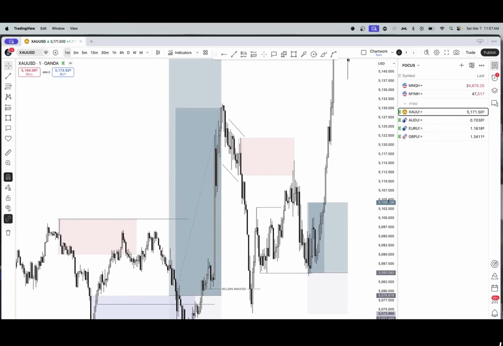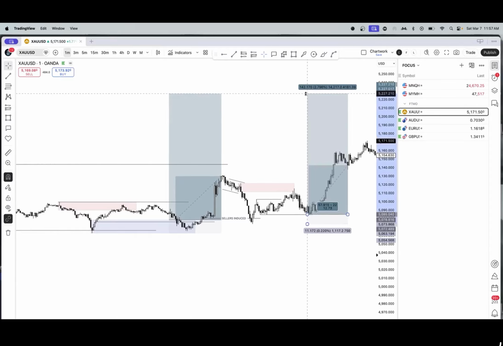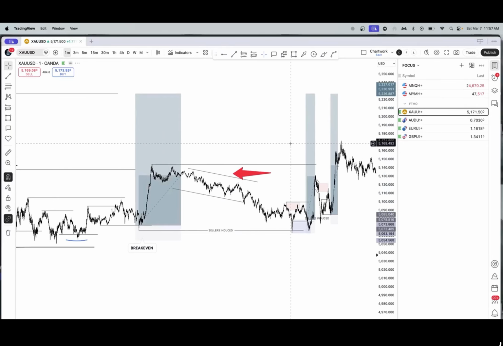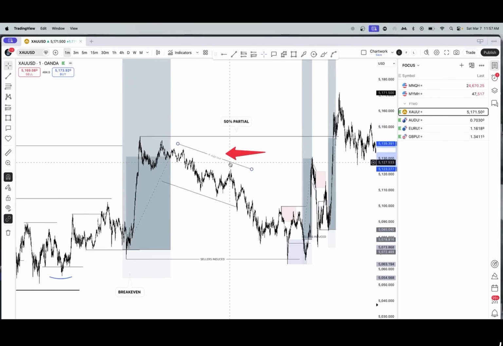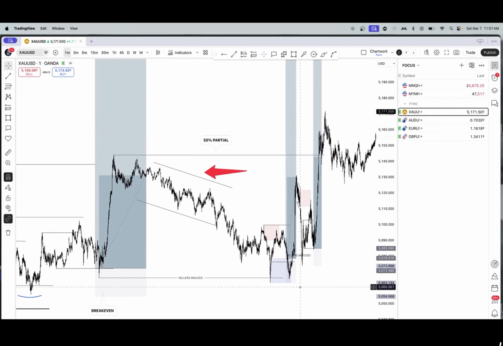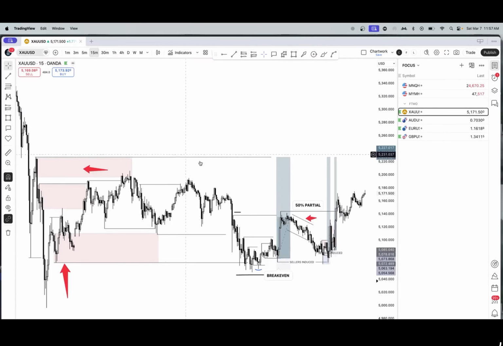Now we have targets in mind. Right below the low. I would take it to these targets. But all in all, partial 50% at this high. 50% is what I would do. And then just run it to the higher time frame target. This higher time frame target. That's gold. That is gold.